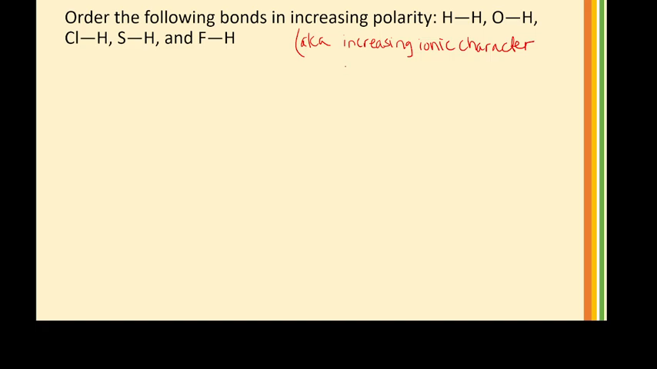ionic character. Remember that the bonds go from nonpolar covalent, and then to polar covalent, and then to ionic, as we change the difference in electronegativity.